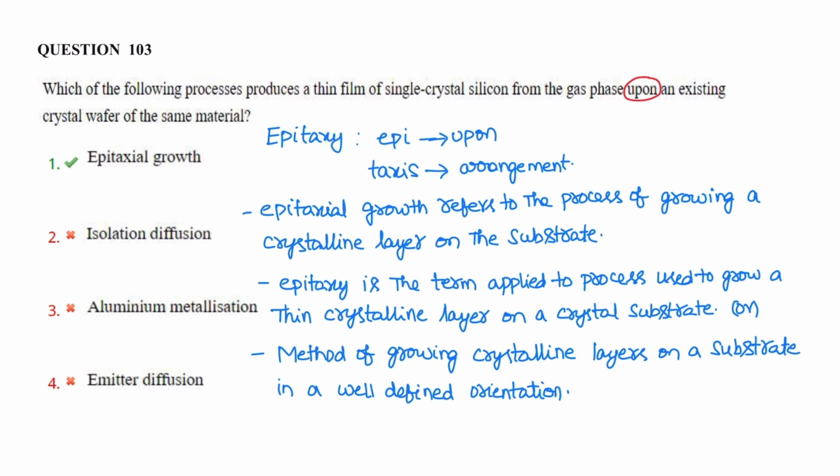Next question. Which of the following produces a thin film of single crystal silicon from the gas phase upon an existing crystal wafer of the same material? So that is epitaxial growth. Epitaxy is a combination of two Greek words, epi and taxis. Epi means upon, taxis means arrangement. So epitaxy is a process used to grow a thin crystalline layer on a substrate.